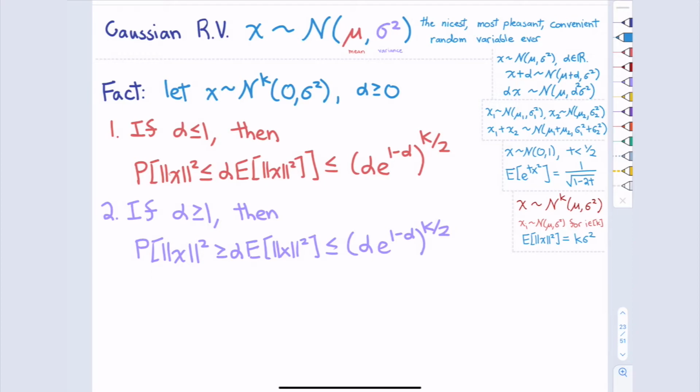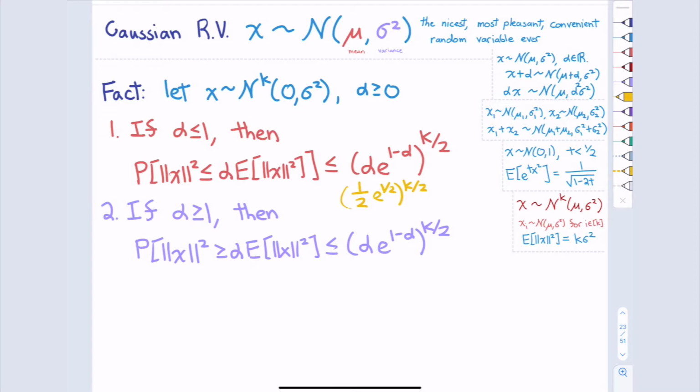So the first one is saying, alpha is some value less than 1, like alpha is 1/2 or something. What is the probability that x is much smaller than its expected value? And I guess the technical thing is alpha e to the 1 minus alpha to the k over 2. So maybe we can just plug in, for example, if alpha was 1/2, then you would get 1/2 e to the 1/2 to the k over 2.